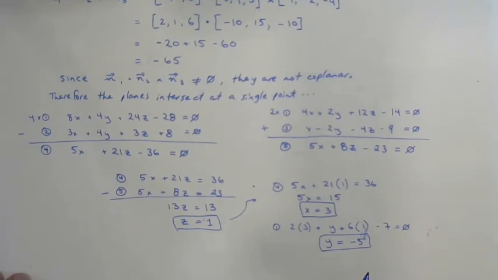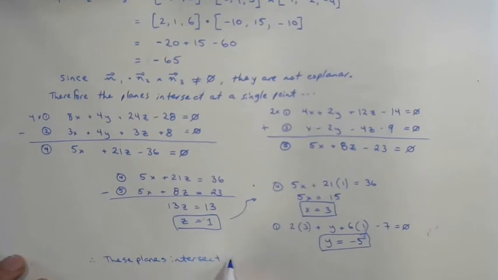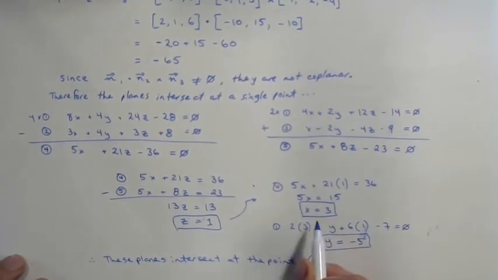All right, so these three planes form a consistent system, and that means there is some form of intersection. We know that it's a point of intersection because the normals were not parallel and not coplanar. And then we found the point of intersection. And we'll just write a final note here. Therefore, these planes intersect at the point x is 3, y is negative 5, z is 1.